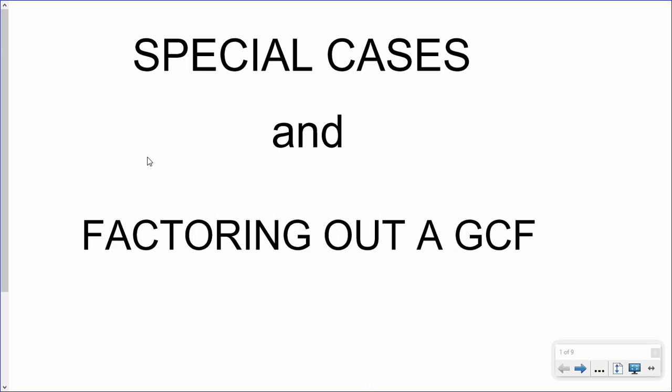Factoring, in case you don't know, is basically trying to figure out, if you get a trinomial or some kind of polynomial, you work backwards and undo the distributive property to find out what things got multiplied together to create that product. So factoring in general is undoing the distributive property. I'll show you different ways you can do it, and let's go ahead and get started.